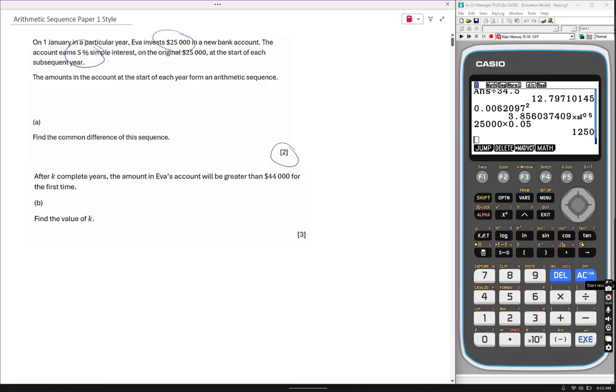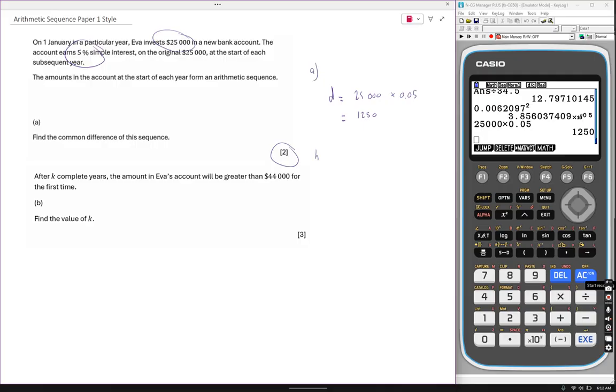So you would need to say that D, the common difference, is 25,000 times 0.05, which equals $1,250. So after the first year, she's got 26,250. After the second year, she's going to add on 1,250 each time.